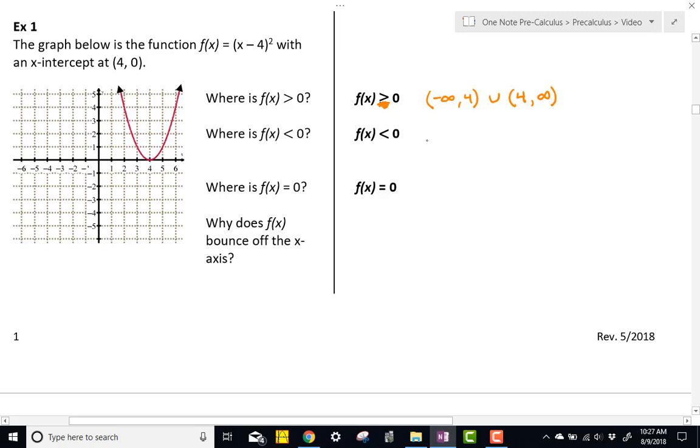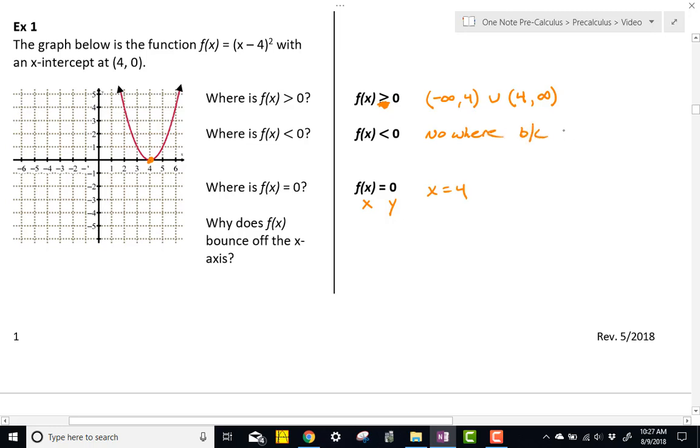Now, the reason we're skipping 4 there is because at 4 we're actually equal to 0. So where does f of x equal 0? Remember this little notation here? This is saying when y is equal to 0, what's the x value? Well, x equals 4. Where is f of x less than 0? Nowhere.